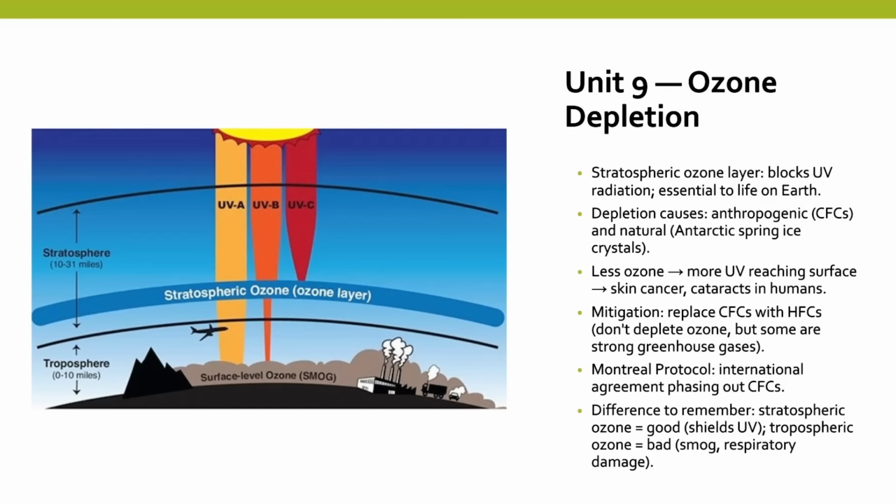On to our final unit. Stratospheric ozone shields us from UV radiation. CFCs from old refrigerants and aerosols were destroying it, particularly catastrophic over Antarctica each spring.